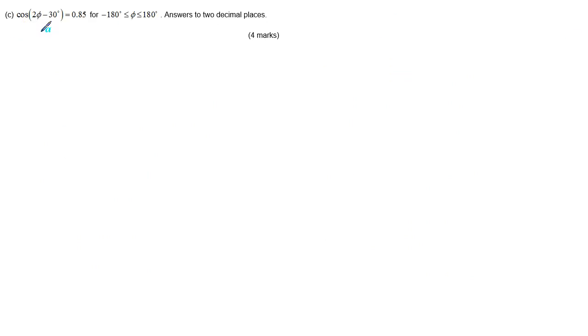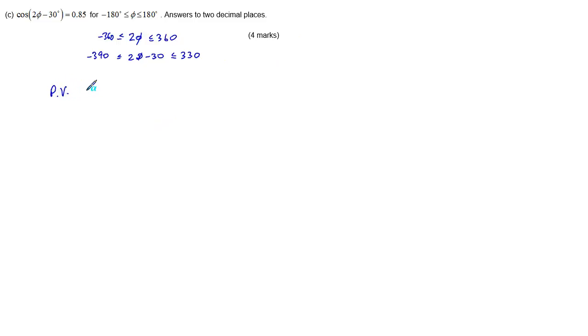Cos 2 phi minus 30 degrees is 0.85, for phi between negative 180 and 180. So that means that 2 phi would be between negative 360 and 360. So 2 phi minus 30 must be between negative 390 and 330.